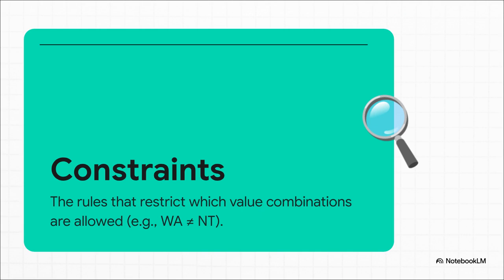And the third, and honestly the most important ingredient, the constraints. These are the rules of the game. They're what tell you which combinations are okay and which ones are totally forbidden. So for our map, the big constraint is that the color you pick for Western Australia cannot be the same as the color for the Northern Territory. And that exact same rule applies to any 2 regions that share a border.